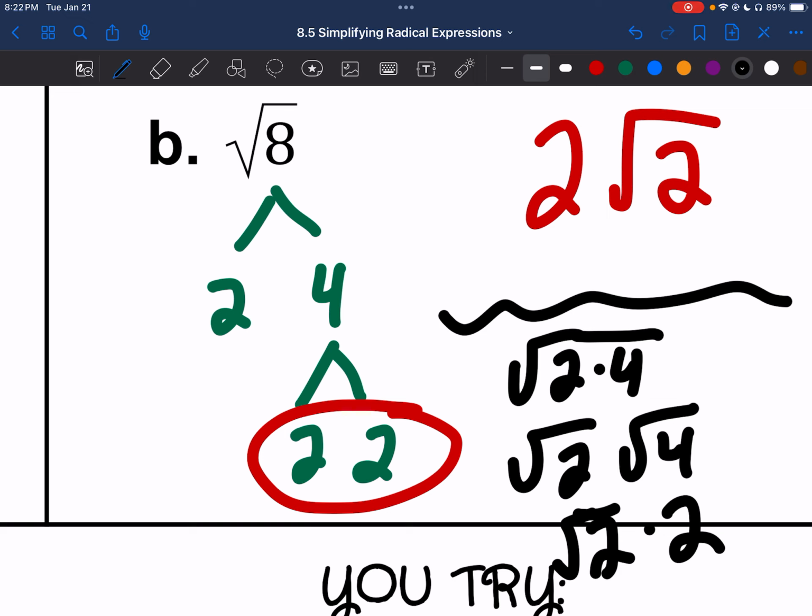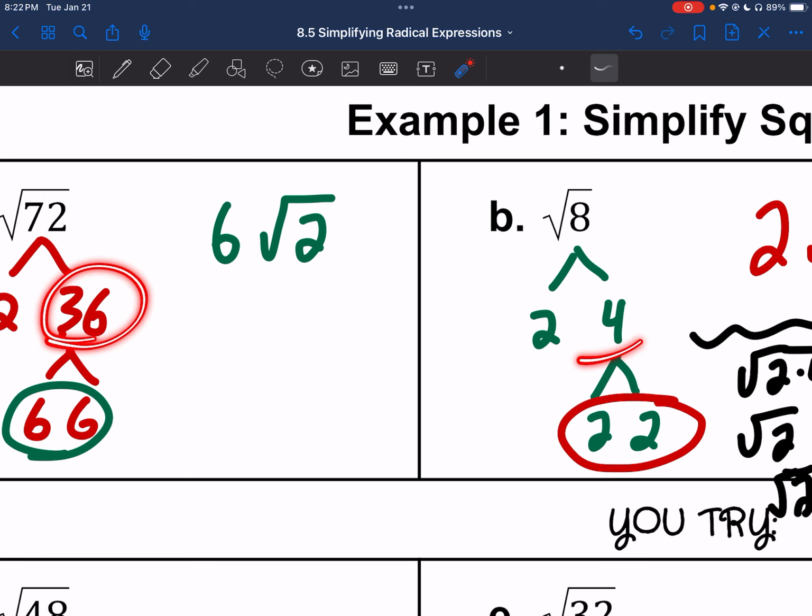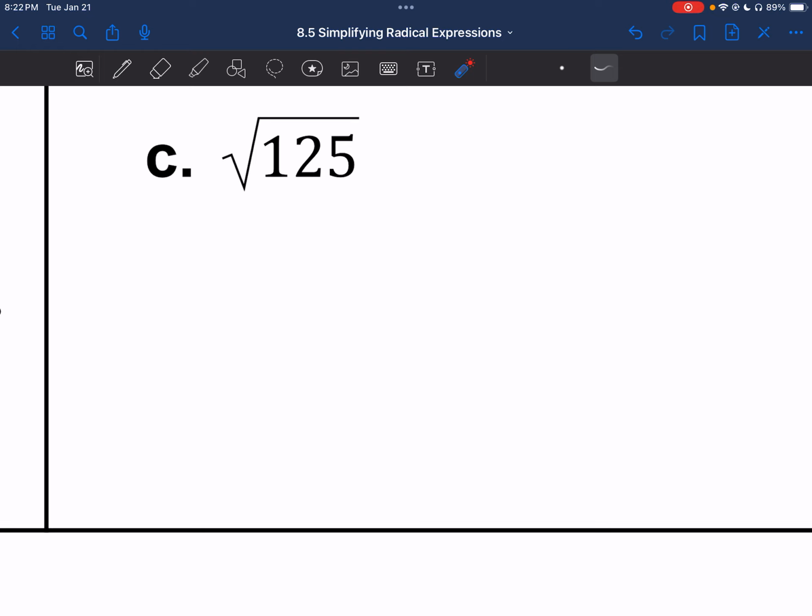Now, do you always need to show all of the factor trees all the way down to your prime factors? No. In letter A, we stopped when we got the pair of 6's. As you get better at this, you're going to stop when you get to that or that, because the square root of 36 is 6, the square root of 4 is 2, right? So you're going to get to those perfect square factors, and you're going to be able to figure it out right away from there. But that's going to take time of you working with these problems and working with the factors and learning them better in your own head.